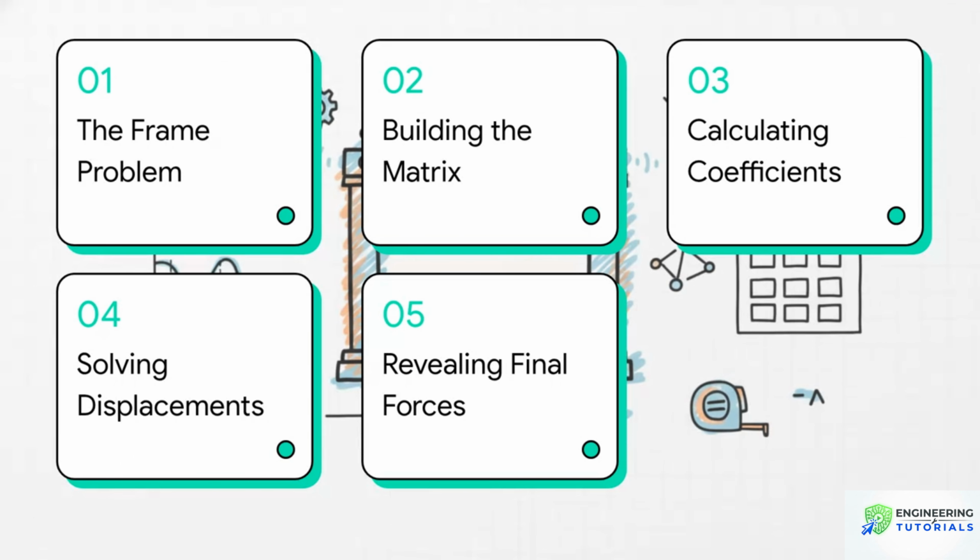First, we'll get a handle on the problem itself. Then we'll get to the main event, building something called the stiffness matrix. After that, we'll calculate all the little pieces that go into it, solve for how the frame actually moves, and finally, we'll get to the big reveal, the forces inside the structure.